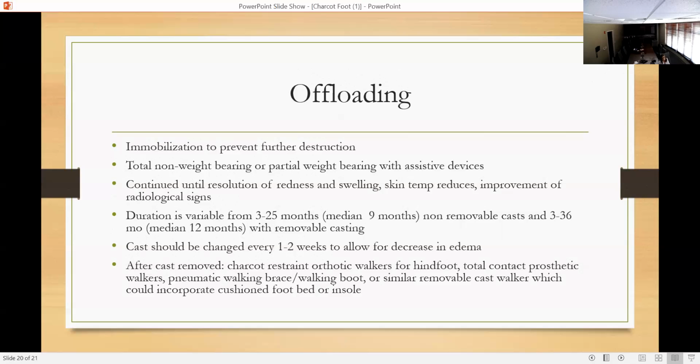Actually, the duration is variable, but it can be 9 to 25 months in non-removable casts and 3 to 36 months in removable casting. And of course, if you have the ones that aren't removable, they should be seeing their podiatrist regularly to get that cast removed every couple of weeks to allow for a decrease in the swelling. Next slide.